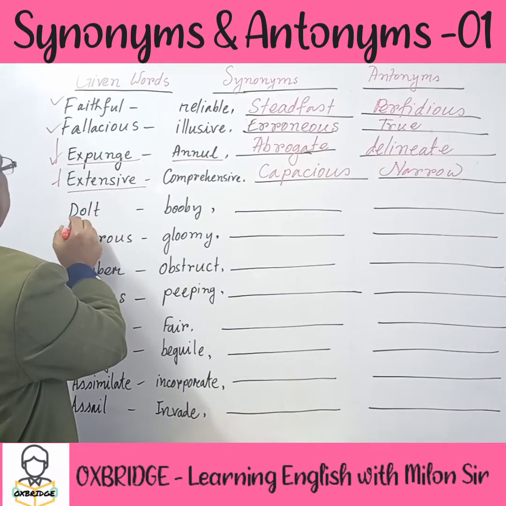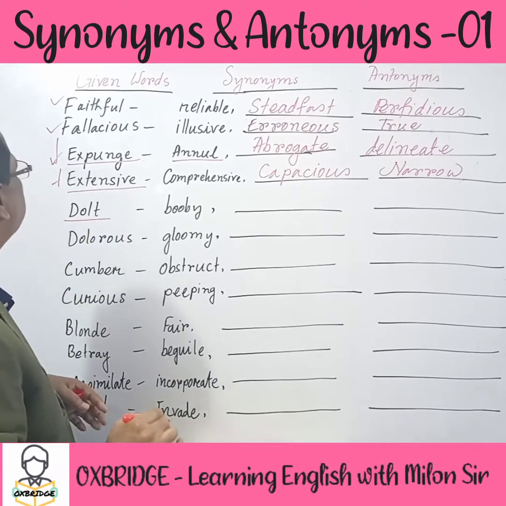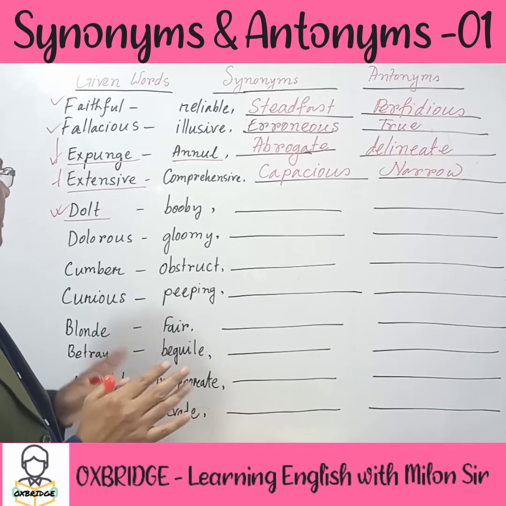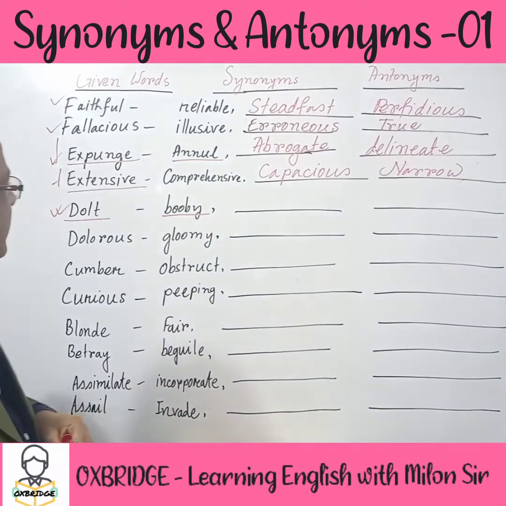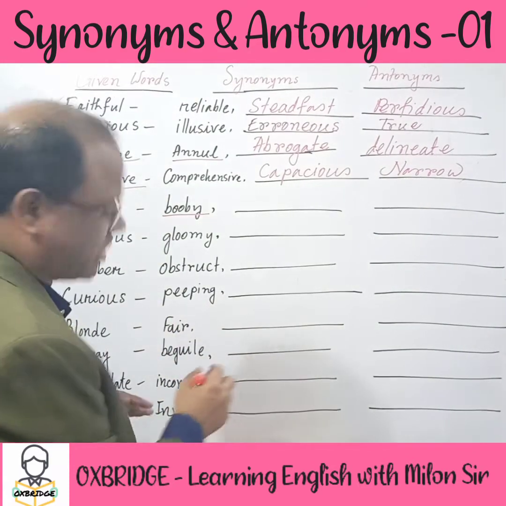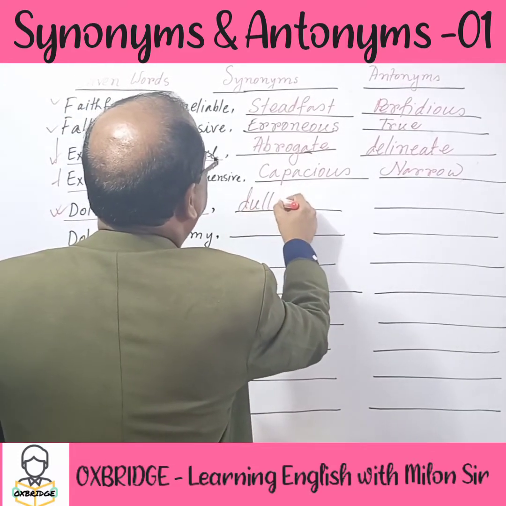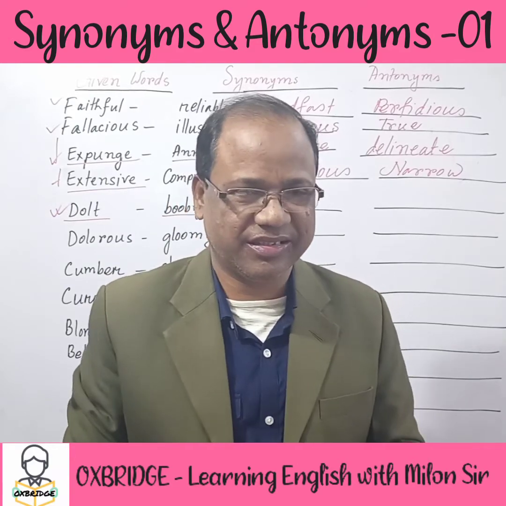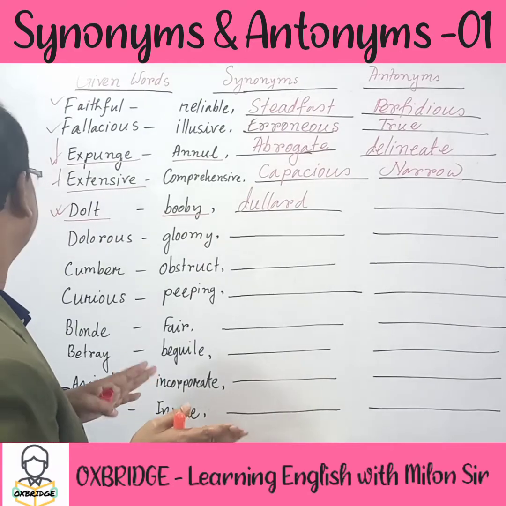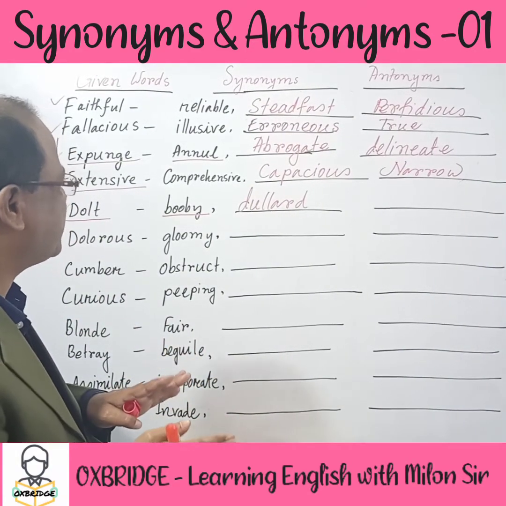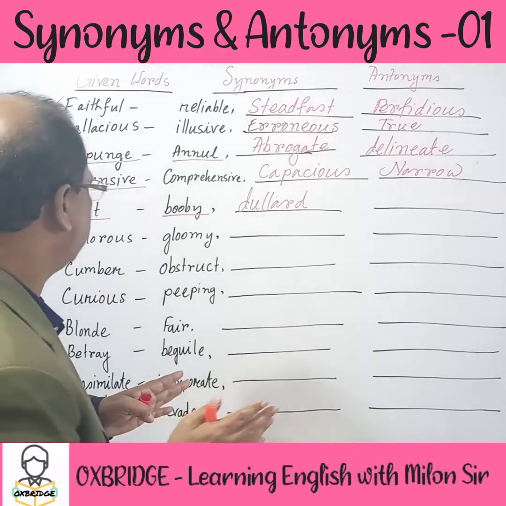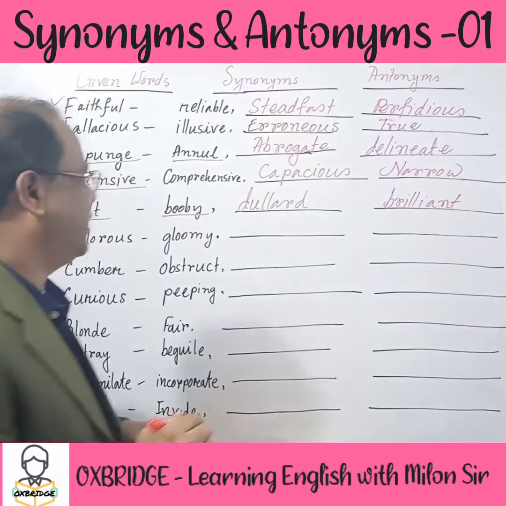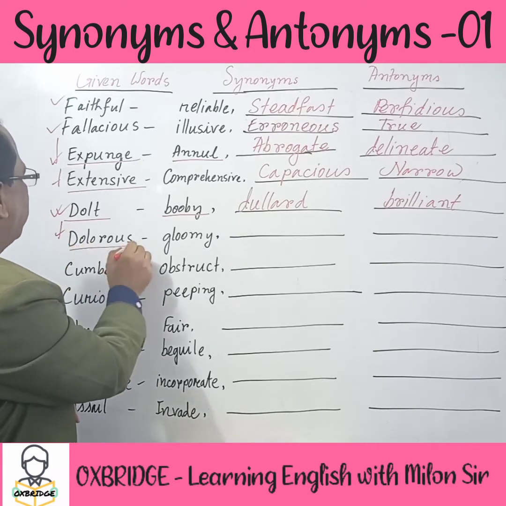Then the next one, you can see the beautiful word, that is dolt. D-O-L-T, dolt. Dear learners, dolt means dullard. D-U-L-L-A-R-D, dullard. And dullard means not brilliant. So, dolt, dullard are the synonymous, and their opposite can be brilliant.